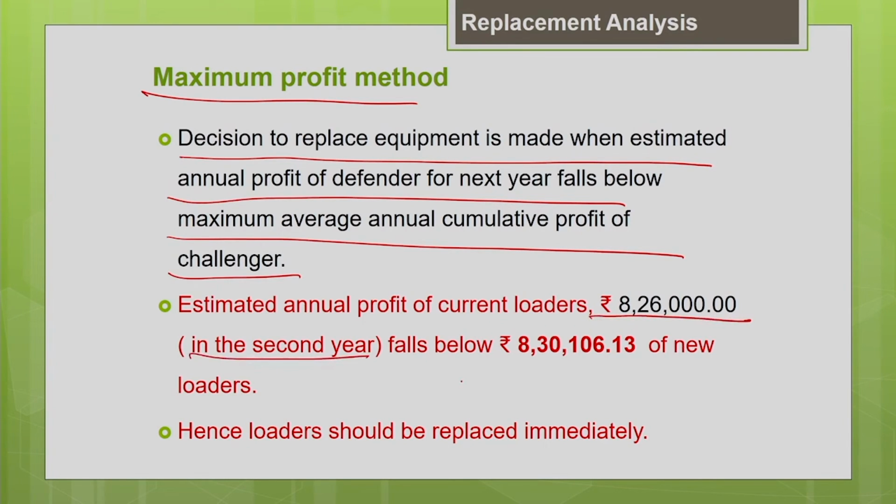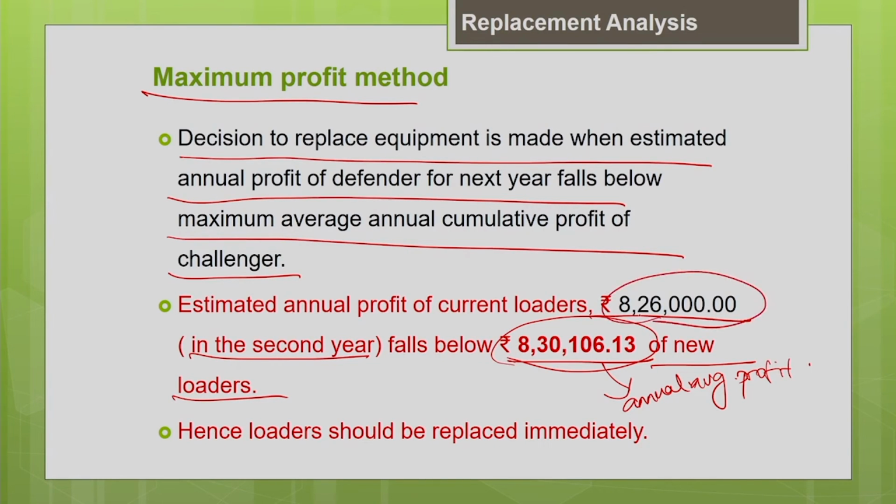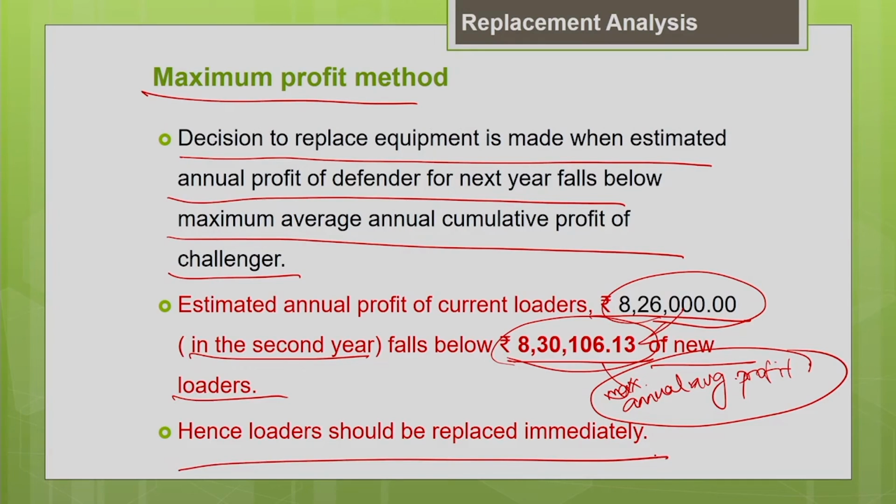The estimated annual profit of the current loader is 8,26,000 in the second year. This is lesser when compared to the new loader. That value is nothing but the average annual profit of your proposed loader. So you compare the estimated annual profit of the current loader with the maximum average annual profit of the proposed loader. The current loader's profit is falling below this. That's why we have to replace the loader immediately. So this is a decision based upon the maximum profit method.